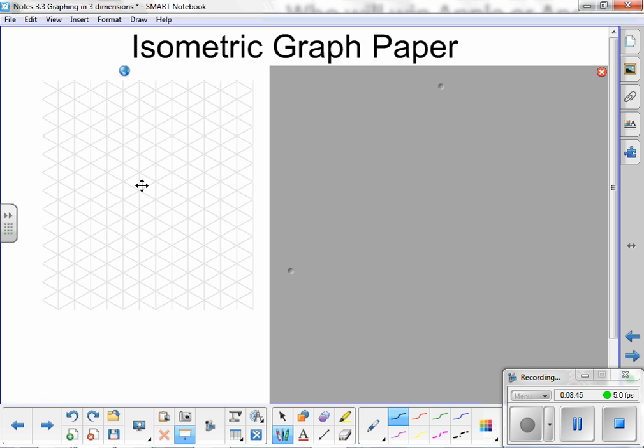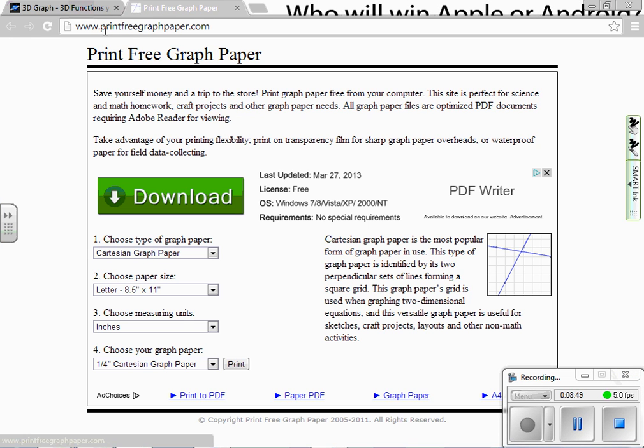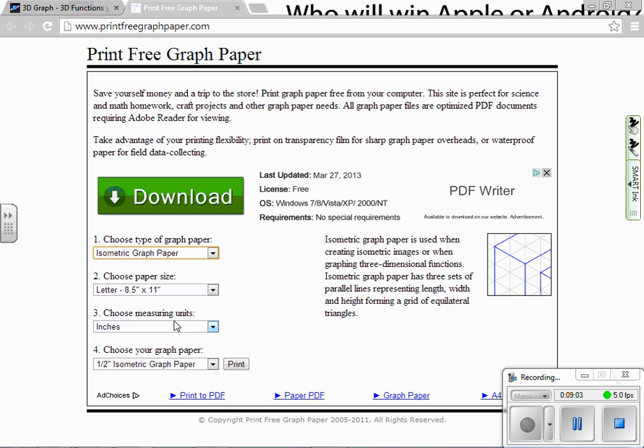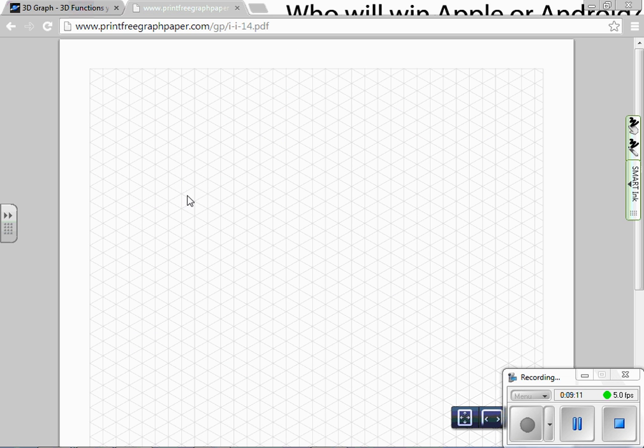Instead of going out and buying some, there is a website that has them. So here's the website. It's called printfreegraphpaper.com. Go here. Now, you don't need to print a whole bunch of them because we're not going to be on this section that long. But basically, Cartesian graph paper looks like this. I want you guys downloading some isometric graph paper, which looks like this. Make sure you have regular letterhead, inches, and then maybe do 1/4 inch so you can fit more on there. Hit print, and then it'll have this thing for you to print up.